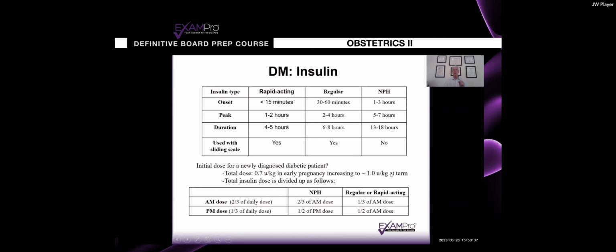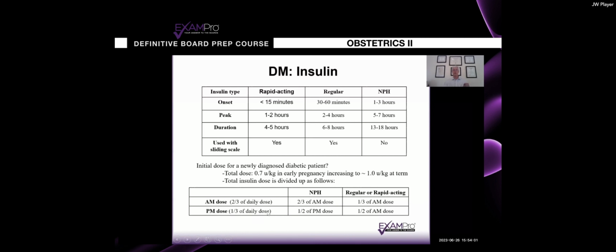And of that unit or so, we divide it up between the evening and the morning in this way. And this is actually an easy way to remember it. The morning dose is 2/3 of our 1 unit, and the PM dose is 1/3 of our 1 unit. And then the morning dose is also divided 2/3, 1/3 between the long-acting and the short-acting insulin. So morning versus evening, 2/3, 1/3. Morning dose, also 2/3, 1/3, long-acting versus short-acting.